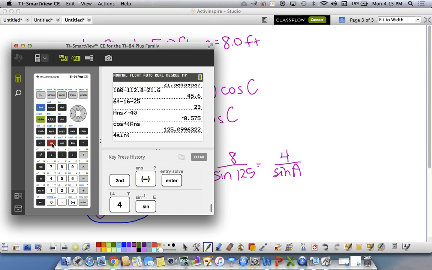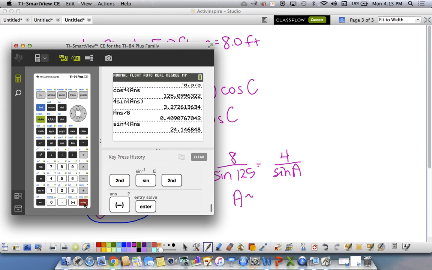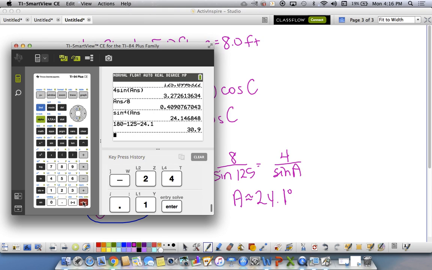I'm not even pulling a second answer there because I've rounded. Equals that. Divided by 8.4. Second sine, second answer. So A is approximately 24.1 degrees. And then I'm going to subtract 180 minus 125 minus 24.1. And my angle B is approximately 30.9 degrees.